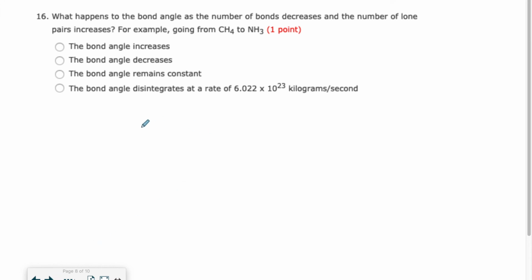Question 16. What happens to the bond angle as the number of bonds decreases and the number of lone pairs increases? For example, going from CH4 to NH3. So let's draw these out. So I'm going to have carbon bonding to hydrogen in 4 different directions. And I'm going to have a nitrogen bonding to 3 hydrogens. And then I have a lone pair here.